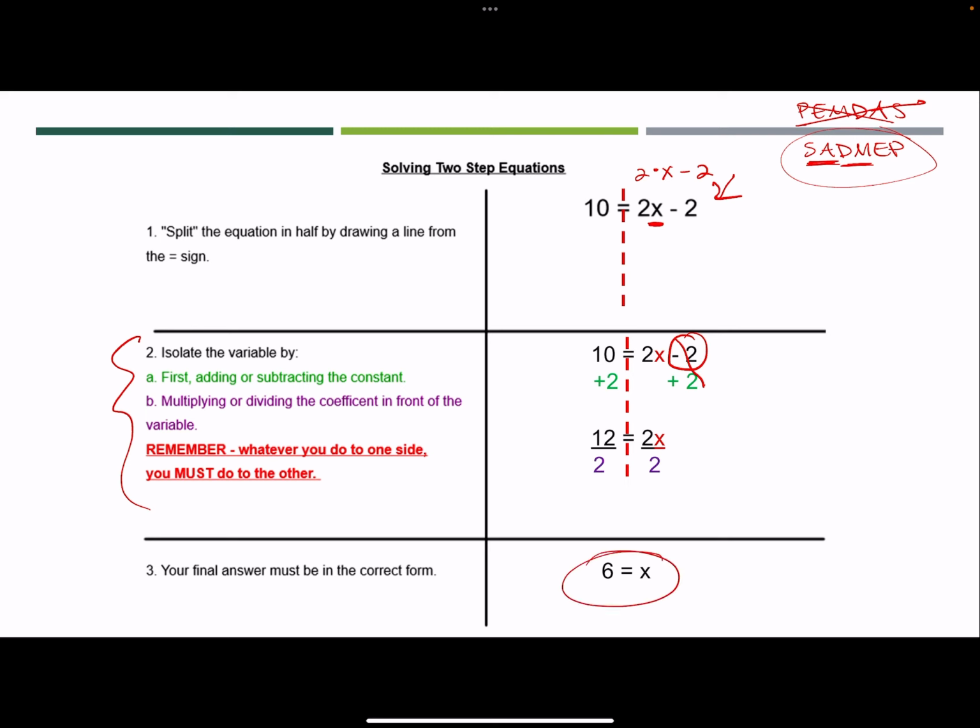My final answer, it says it has to be in the correct form, meaning it has to be x equals 6. Can't just be 6, right? So there you go. You just solved a 2-step equation.